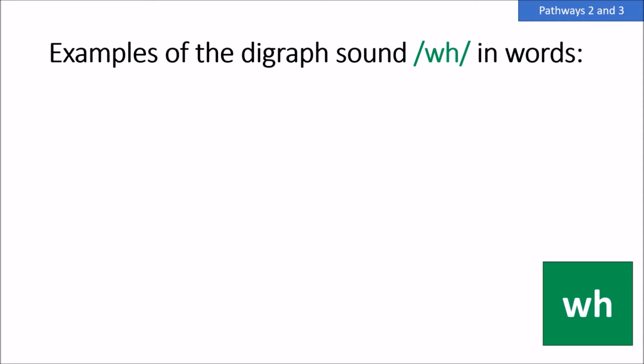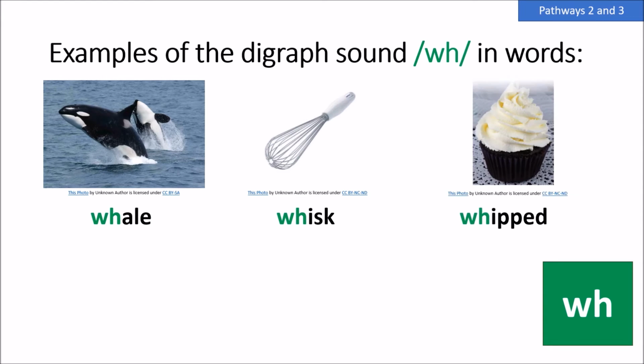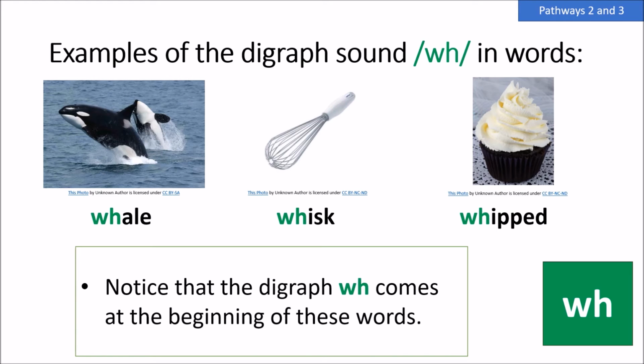Examples of the digraph sound w in words: whale, whisk, whipped, like whipped icing or whipped cream. Notice that the digraph wh comes at the beginning of these words.